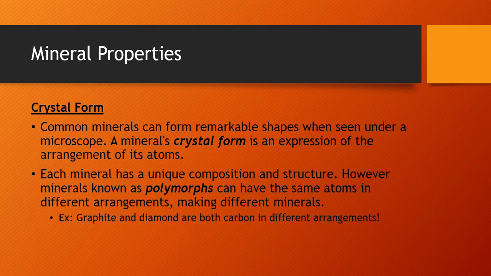However, there are some minerals that we call polymorphs that have the same atoms, they're just in different arrangements, different structures. And because the structure is different, they're different minerals, even if they are the same atoms. The same elements make them up. One great example is graphite and diamond. They're both carbon. They're just made out of carbon in different arrangements. Graphite is what you write with in your pencil, and diamond is what we put in wedding rings.